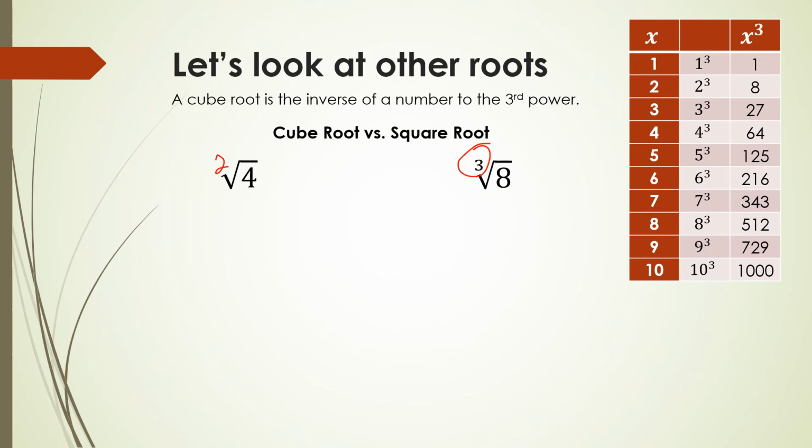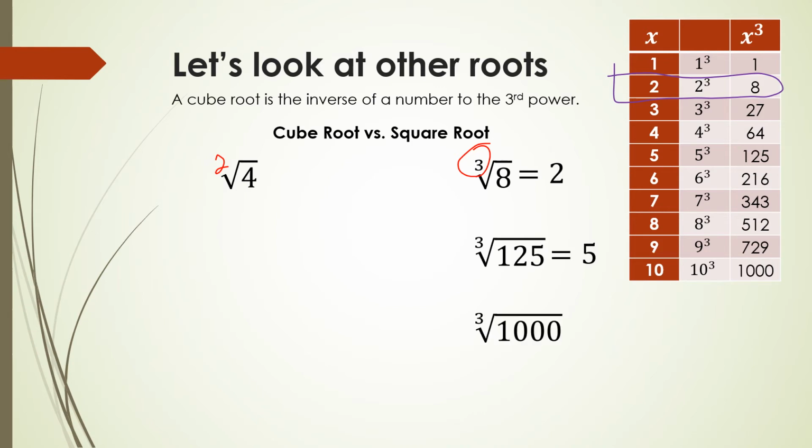So here we go. The cube root of 8, well, if I look here, 2 to the 3rd power is equal to 8. So therefore, to undo it, the cube root of 8 is equal to 2. So let's just do a couple to make sure we understand. What's the cube root of 125? Well, the cube root of 125 is 5, because 5 to the 3rd power is what gives you 125. And last but not least, the cube root of 1,000, we got that right there, is equal to 10.